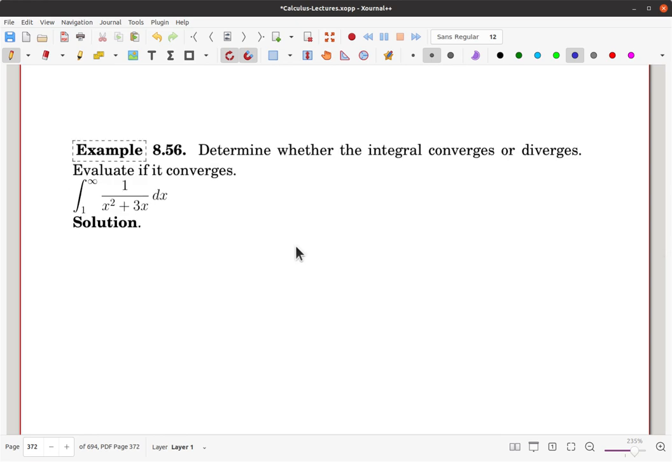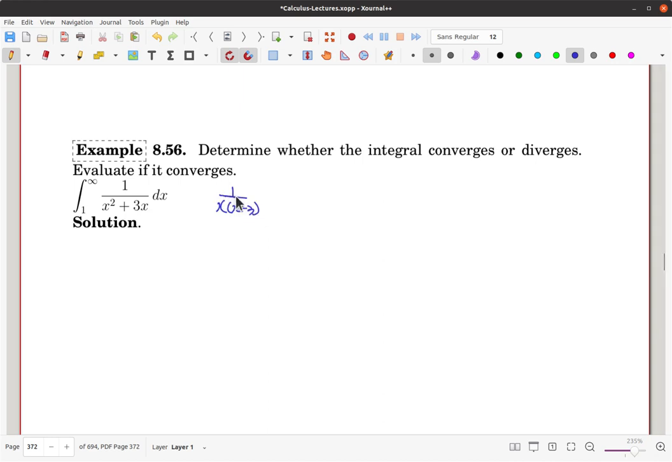Determine whether the integral converges or diverges. Okay, same kind of problem. For this one, you have to find the antiderivative, and it looks like by using the partial fraction technique we can get it. So let's try to manipulate the integrand, 1 over x times (x plus 3).